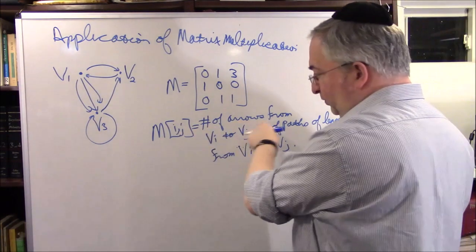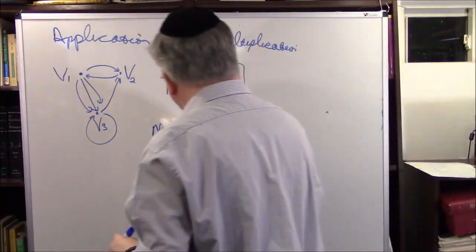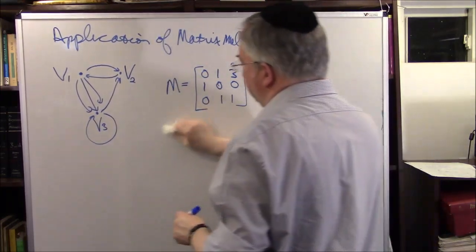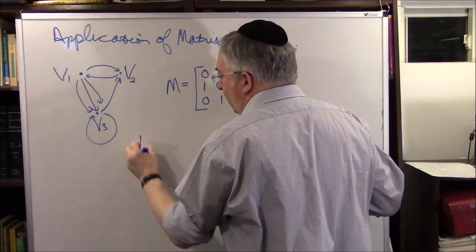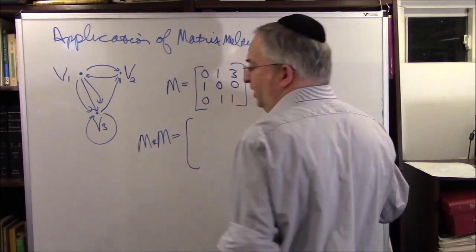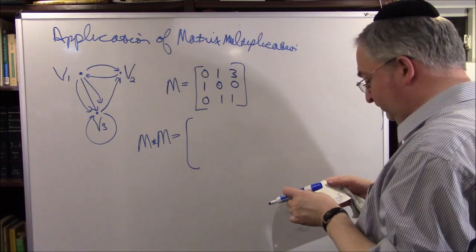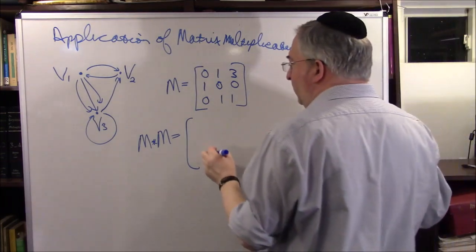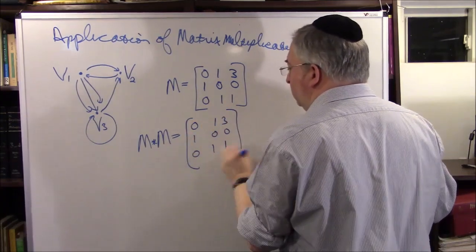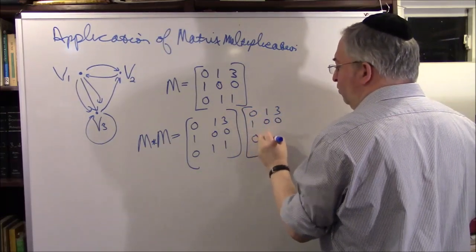Let's erase this because we know what it is. And let's look at M times M. Matrix multiplication. I worked it out, but we're going to write it out. Open 0, 1, 3; 1, 0, 0; 0, 1, 1, close, times open 0, 1, 3; 1, 0, 0; 0, 1, 1, close.